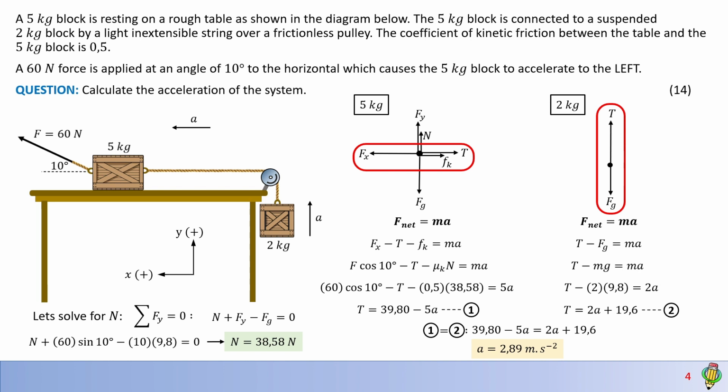Remember, if they want you to find the tension, you can use either equation 1 or equation 2 to substitute the value of acceleration, and they'll give you the same tension value. Also notice for this problem, if we didn't have the applied force there and we release the two objects, the 2 kg block will accelerate downwards while the 5 kg block will accelerate to the right. Then you can solve that equation using the same method as we used here. We'll look at an example that is similar to that in the next problem.